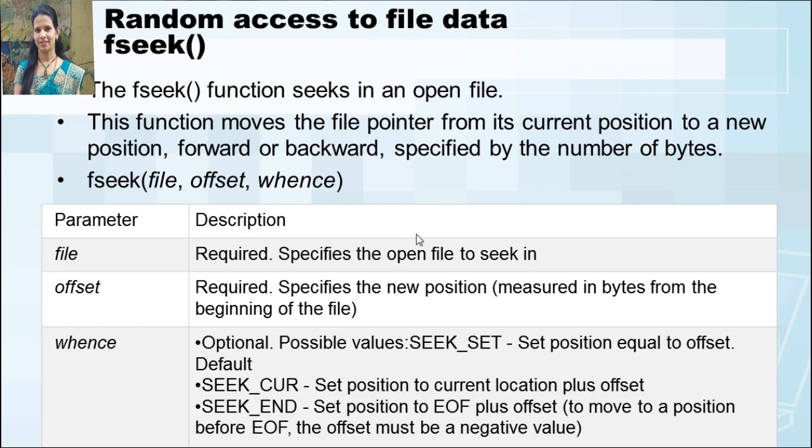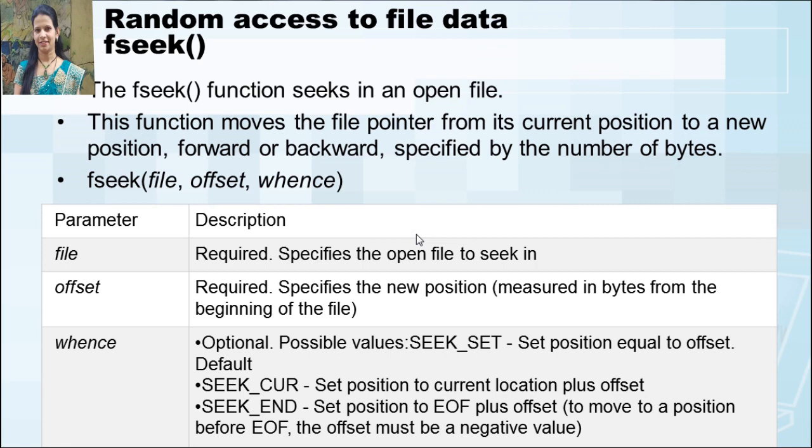Next is random access to file data, which means you can randomly access the data from a file. For this there are different functions like the fseek function, the ftell function, and the rewind function. First we will see the fseek function.